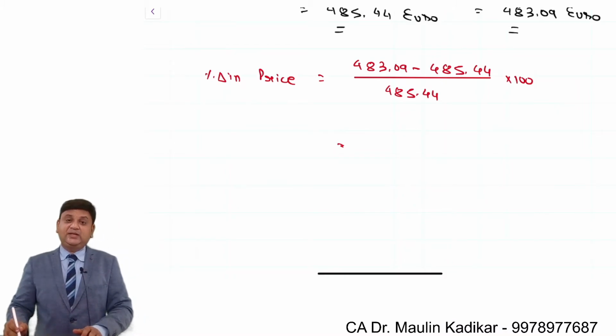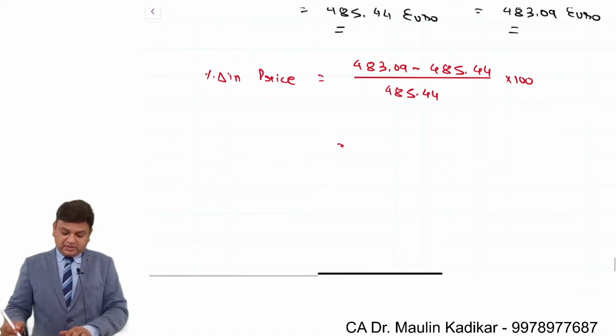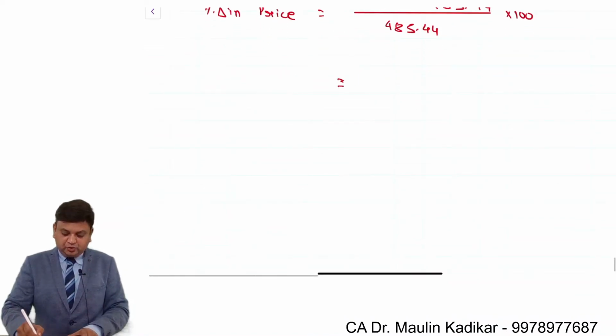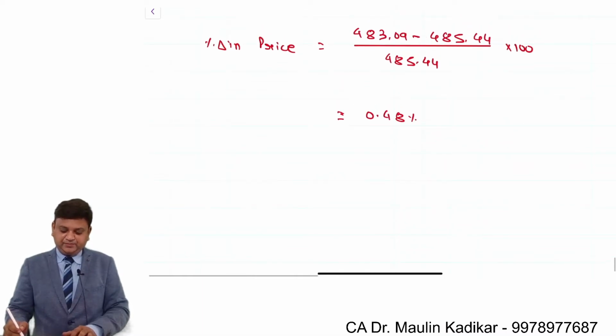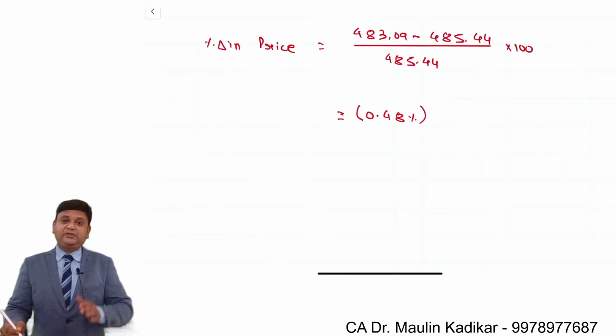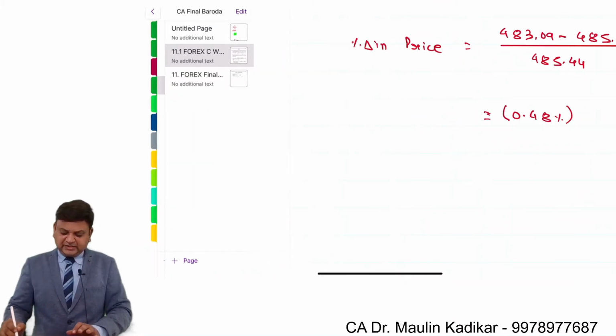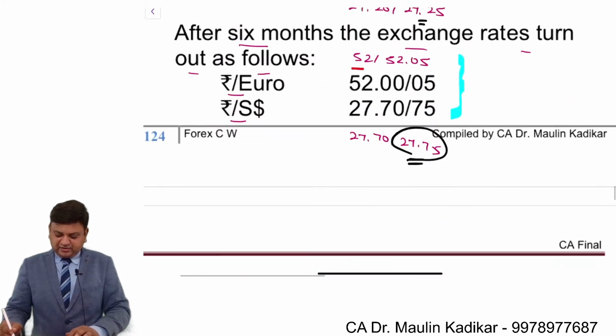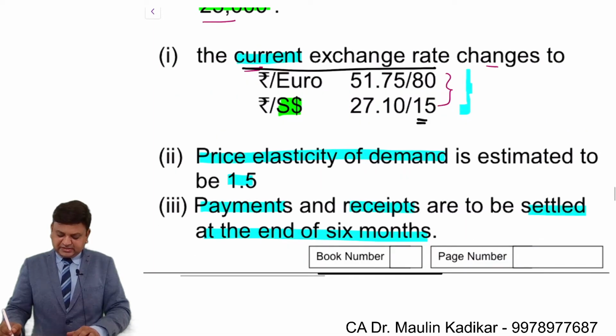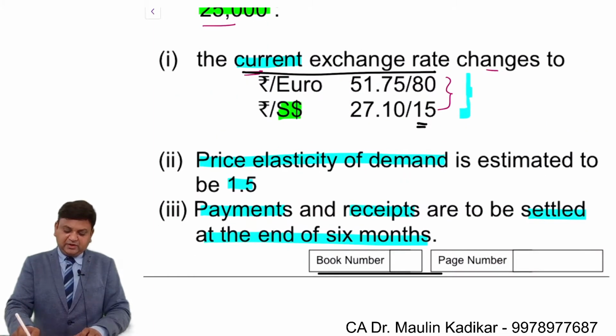So there is a reduction in the purchase price of the product for them due to change in the exchange rate by 0.48 percentage. We understand that this is a reduction in the price at which they can buy the product. Now why is this reduction of the price relevant over here? Because you can see that they have provided one of the economics points. Price elasticity of demand is estimated to be 1.5.